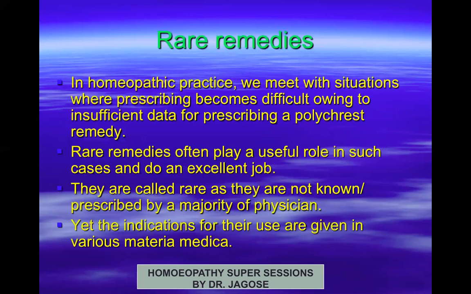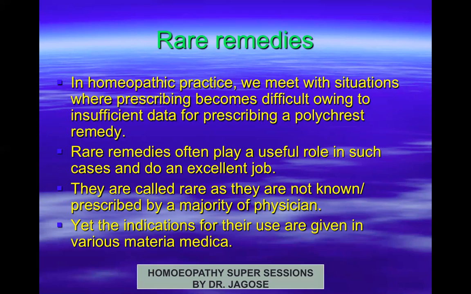Rare remedies. In homeopathic practice, we meet with situations where prescribing becomes difficult owing to insufficient data for prescribing a polycrest remedy. So as I told you, in a pathological case, you only get pathological symptoms and you may or may not get any characteristic symptoms. So what are we getting? We are getting an insufficient supply of symptoms to prescribe on. So rare remedies often play a useful role in such cases and do an excellent job.